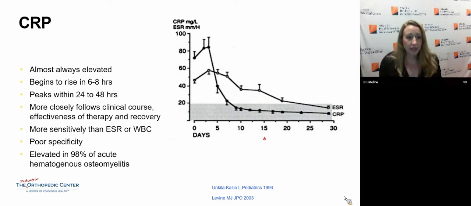Okay, so why CRP? It's almost always elevated, and in about 98% of acute hematogenous osteomyelitis, there's an elevated CRP. It begins to rise 6 to 8 hours after the start of the infection. It usually peaks within 24 to 48 hours. And we can use this to more closely follow the clinical course, the effectiveness of therapy, and recovery. So this is the lab value to follow during their course. And it's more sensitive than ESR or the white blood cell count.